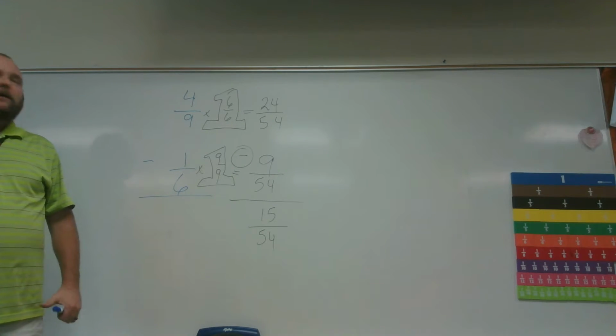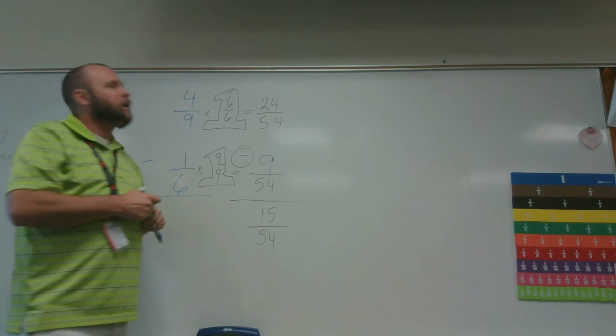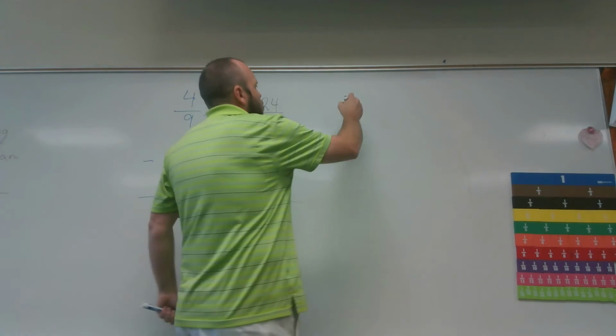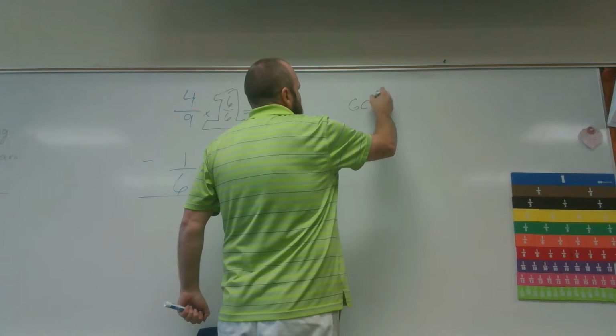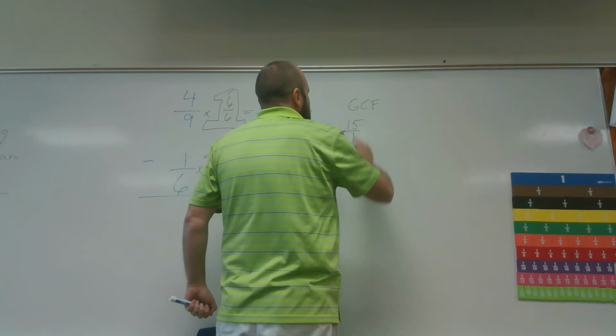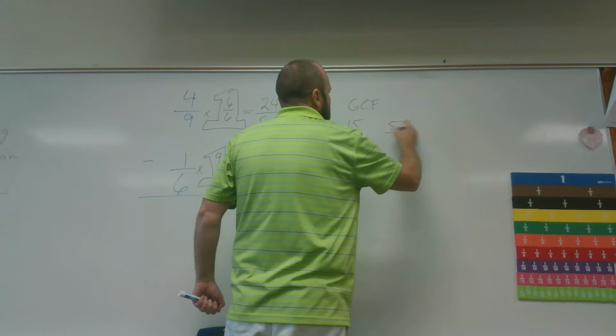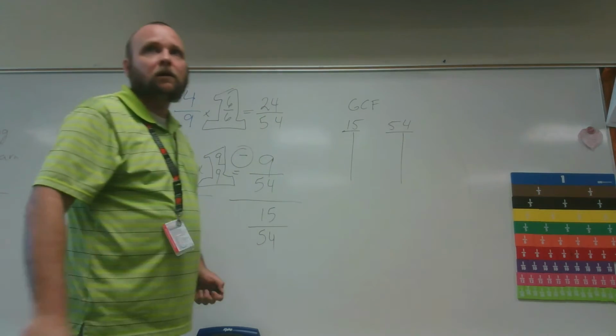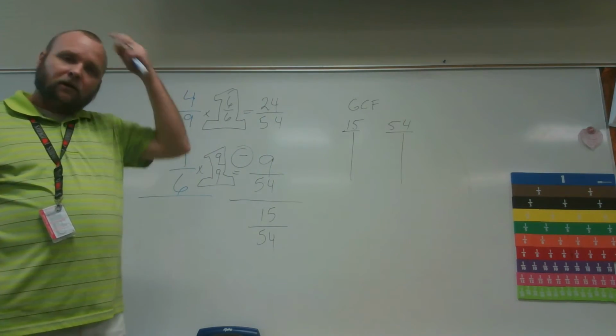15 over 54. Now we have to simplify it. So we need to find our greatest common factor for 15 and 54.